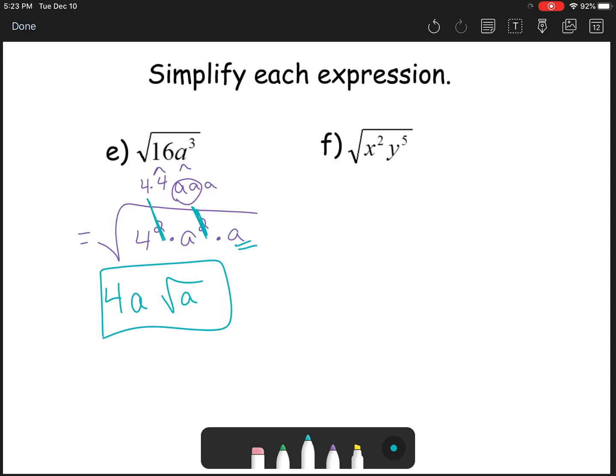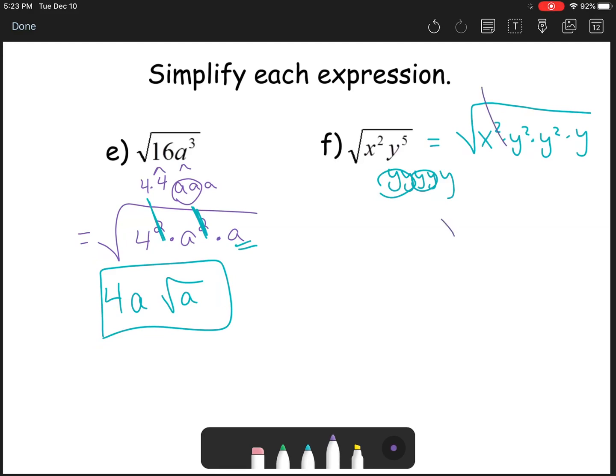It'd be a good idea to pause the video and try F. Well, we already have x squared, so we're just going to leave that. But y to the 5th, we're going to write out 5 y's and see how many groups of 2 we have. We have 1, 2. So we could write this as the square root of x squared times y squared times y squared times y. Well, square root of x squared is x, square root of y squared is y, square root of y squared is y, and this y is just stuck in our square root forever.